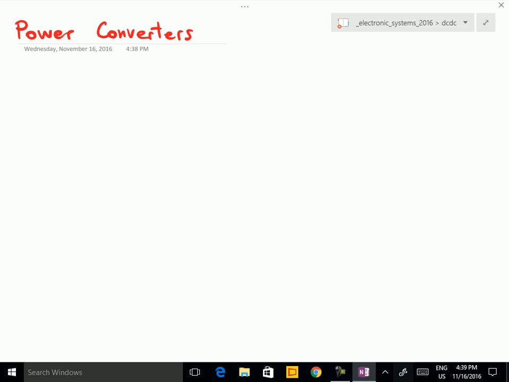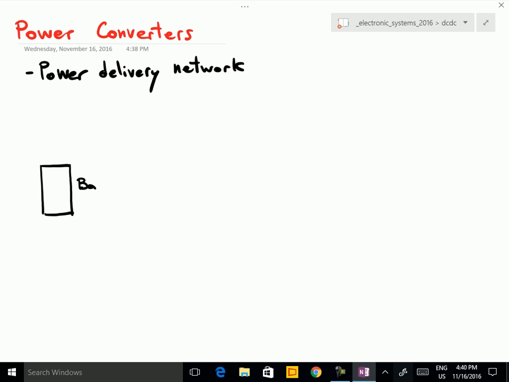So in a smartphone there's typically a power delivery network, because all the different blocks of a smartphone need different types of supply voltage. And of course everything starts from the battery. Typically the lithium-ion battery in modern smartphones provides a voltage of 3.7 volt when it is fully charged.